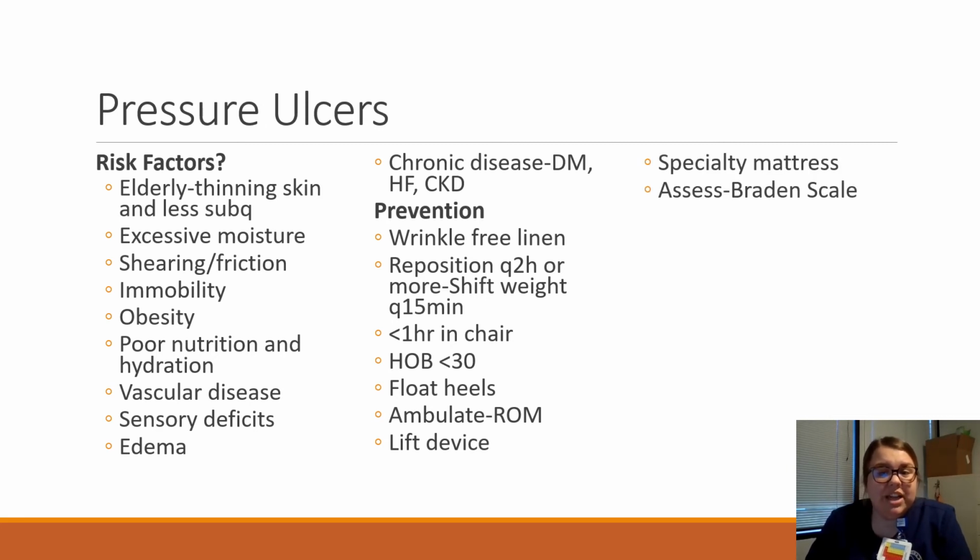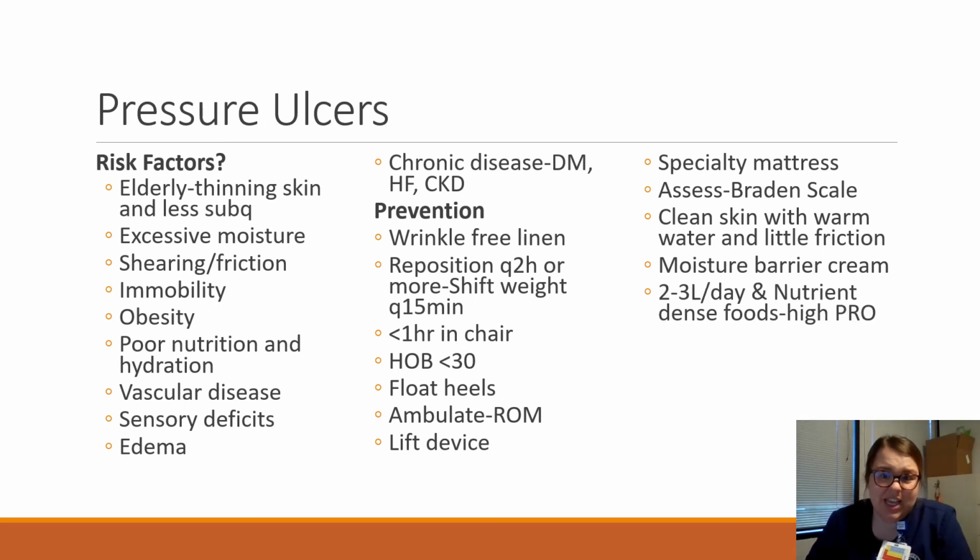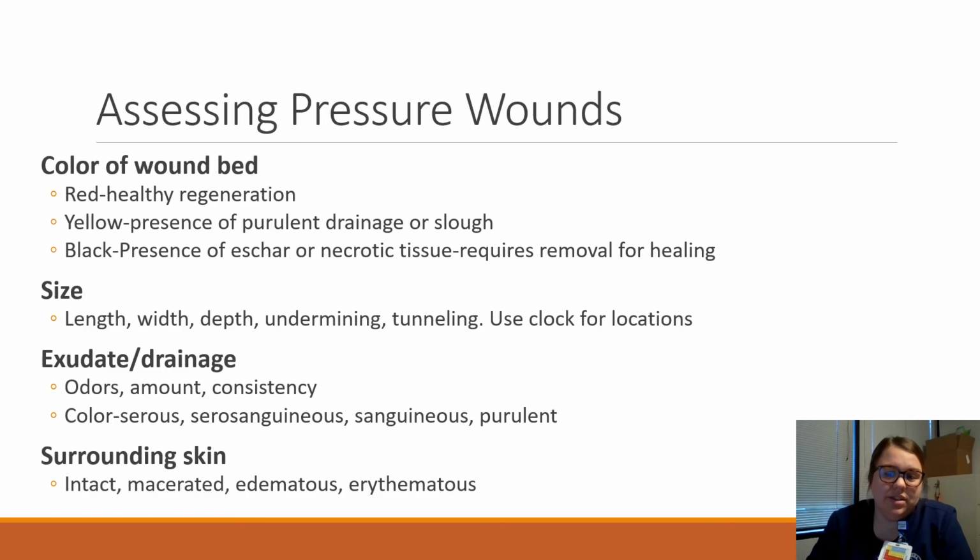Use a specialty mattress. Assess them using the Braden scale, and we're going to talk about this in class, but I highly recommend you looking at this prior to class. Clean the skin with warm water and little friction. Apply moisture barrier cream. The barrier cream is essentially just like diaper cream, but very thick. And make sure they have good nutrition. So high dense foods, high protein, 2 to 3 liters a day, and a lab value. Okay, you want their albumin, which is a protein, greater than 3.5 grams.